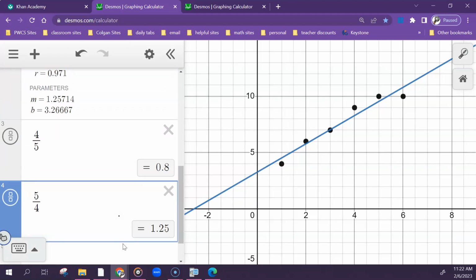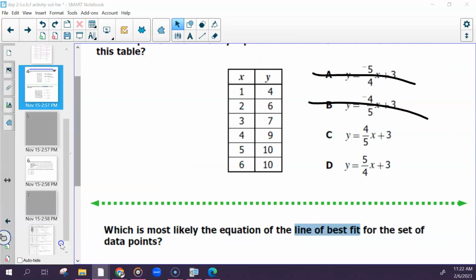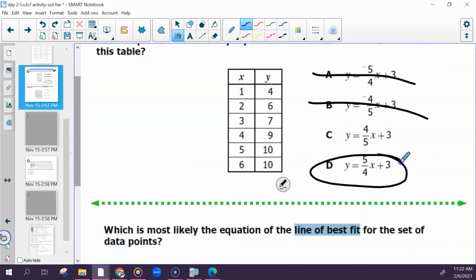Which one is closer to the slope that we found? Yes, the 5 over 4 is closer to 1.25, so D would be our answer. It's not exact. That's why it's asking which best or most closely represents. If we want it to be accurate, it would be what we found. But it's multiple choice, so it can't do that.